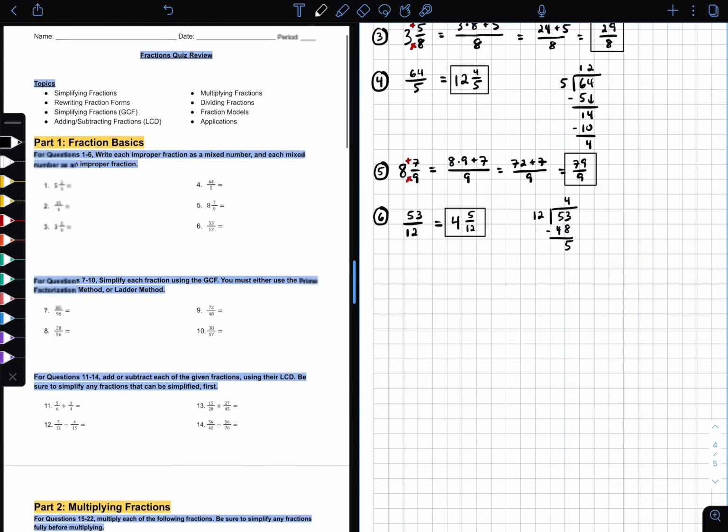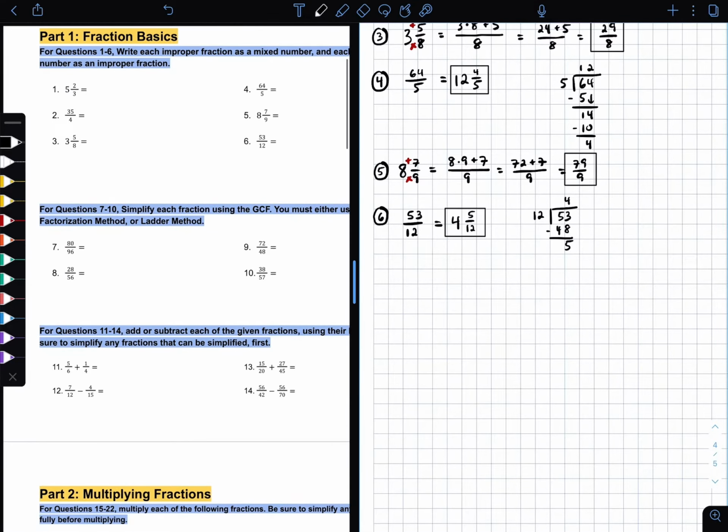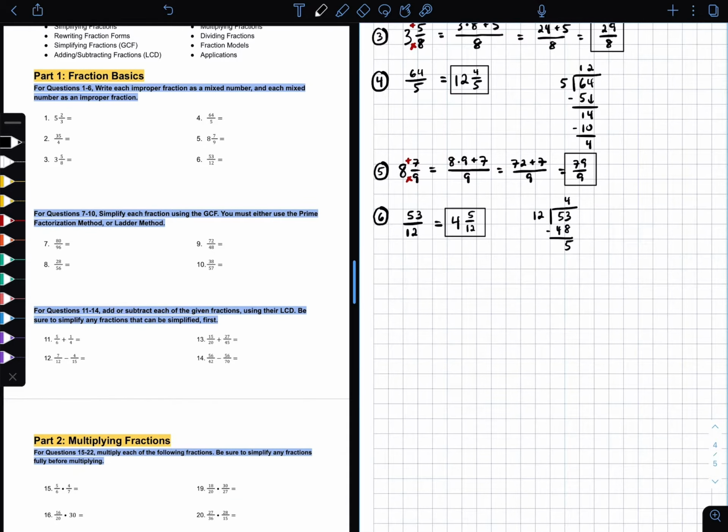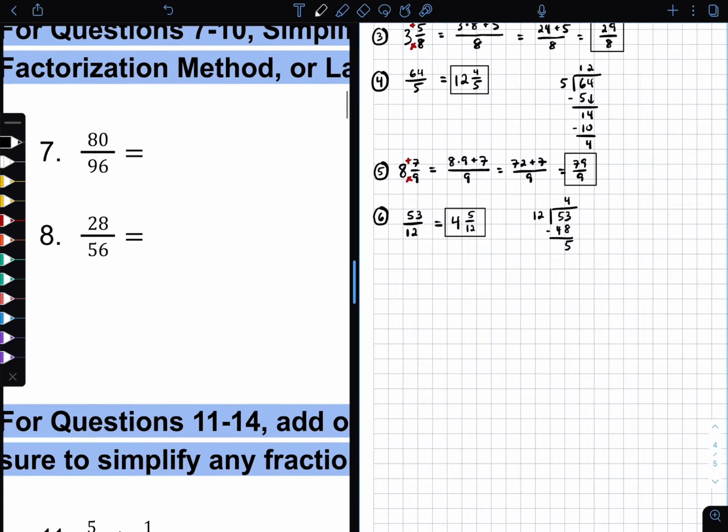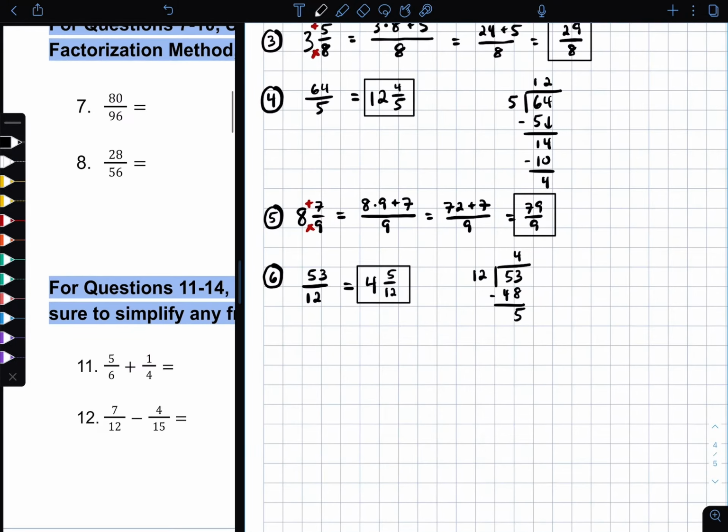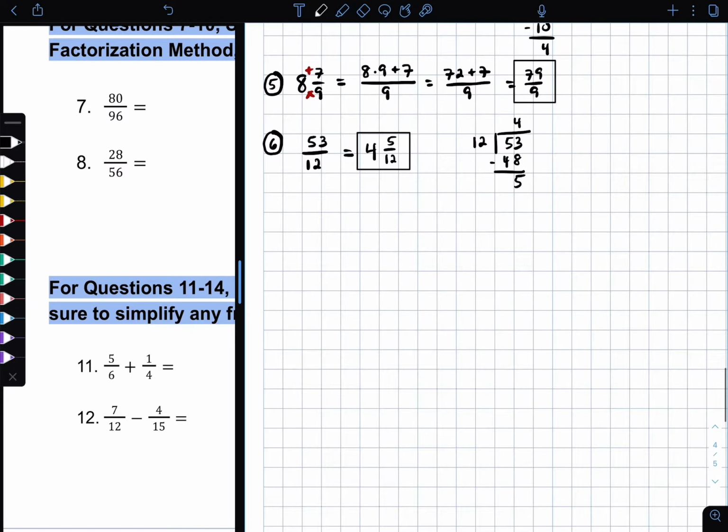All right, let's see what else we got here. We're going to simplify these fractions using the GCF. We have to use prime factorizations or the ladder method. All right, no worries. Number 7 here. Again, everyone's going to have their own preferences for how they like simplifying.